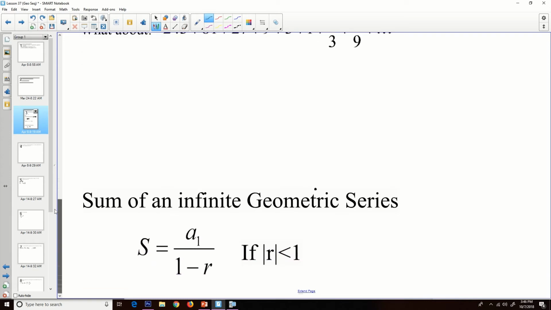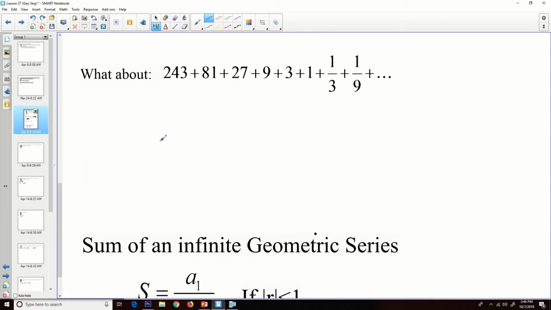So this thing actually has a sum, and this one has a sum s, and notice there's no n there. Why? Because we're summing up all of the terms, the infinite number of terms, and that's just a sub 1 divided by 1 minus r, provided that the absolute value of r is less than 1. So you could have a negative r, so like negative 1/2 would also be a common ratio that would, for an infinite series, have a sum.